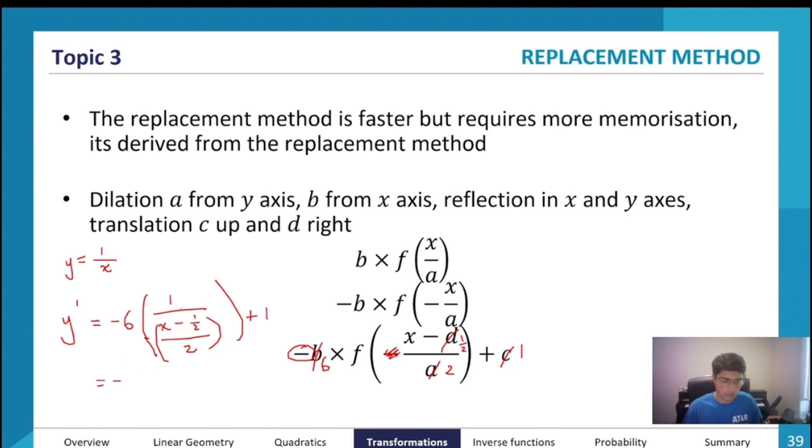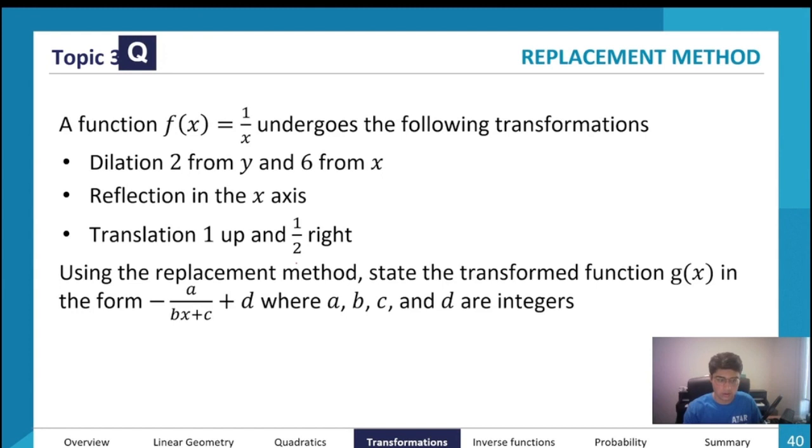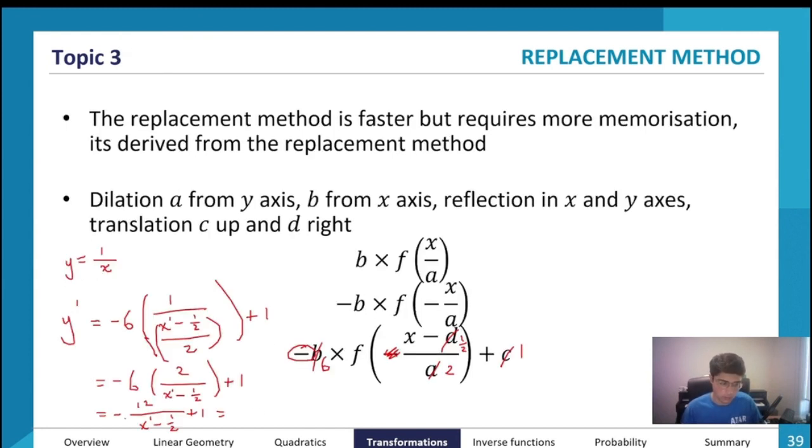So that's going to be, we flip this around, negative 6 over 2 times x minus half, plus 1, and then that's going to be negative 12 over x dash minus half, plus 1. And then finally, we just want to get it into the same form that they asked for. Yeah, it's the same form as before. So multiply the top and bottom of this fraction by 2, we get negative 24 over 2x dash minus 1, plus 1. That's our transformed graph equation there. Okay, so you can see it's pretty complicated.